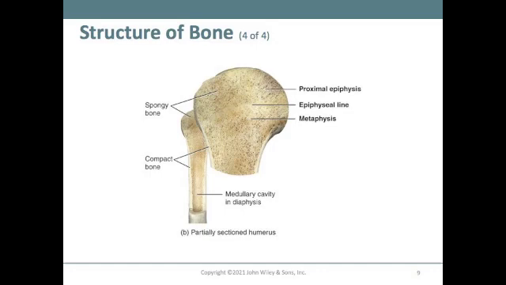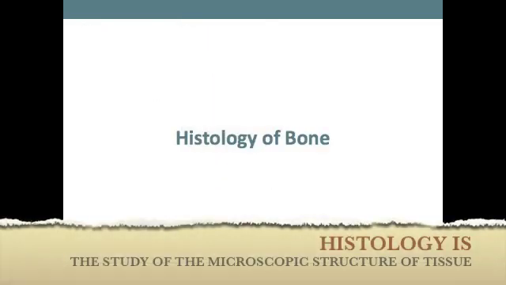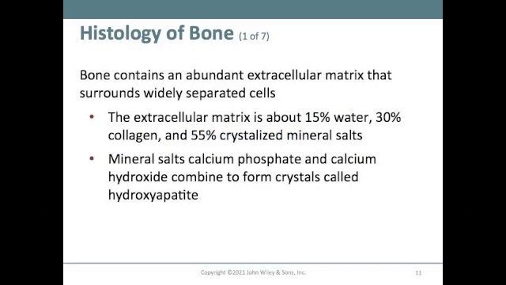Let's go into the histology of the bone. Just to review some basic biology, remember histology means the study of tissues. So now we're going to talk about what kind of cells make up the bone. The bone contains an abundant extracellular matrix that surrounds widely separated cells. The extracellular matrix is about 15% water, 30% collagen, and 55% crystallized mineral salts. Mineral salts, calcium phosphate and calcium hydroxide, combine to form crystals called hydroxyapatite.